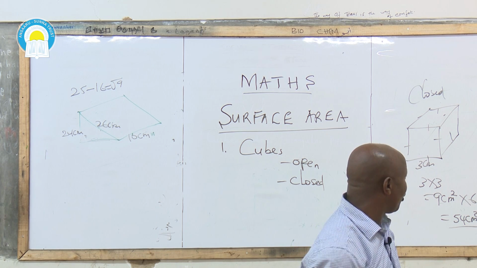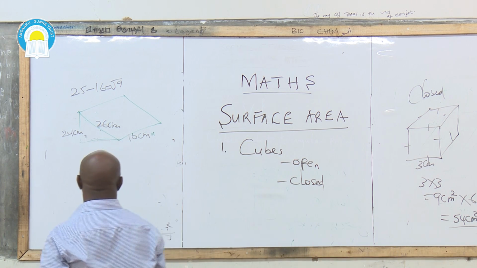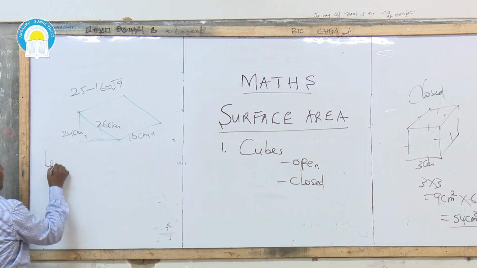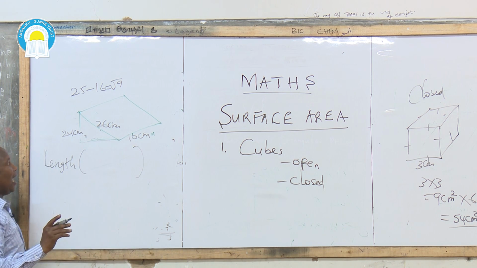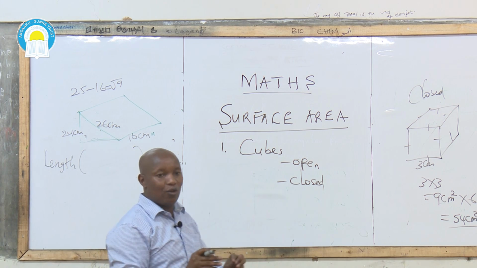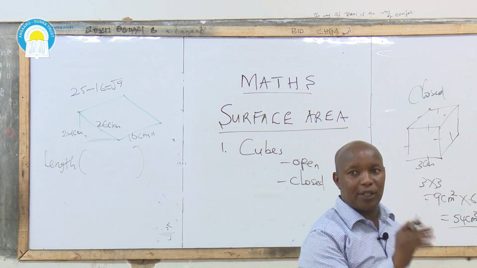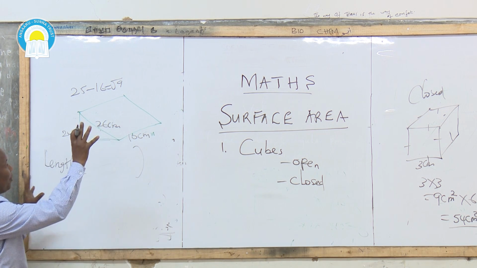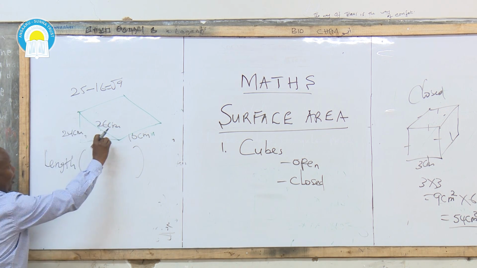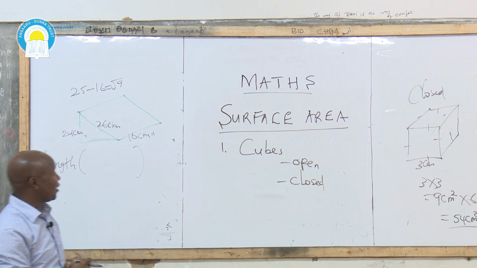The same method will apply. Master this formula: the length, then in bracket, the perimeter of the triangle. And again, they have given you only 2 sides. You are the one to look for the other side, which is now 26 squared take away 24 squared, then you find the square root.